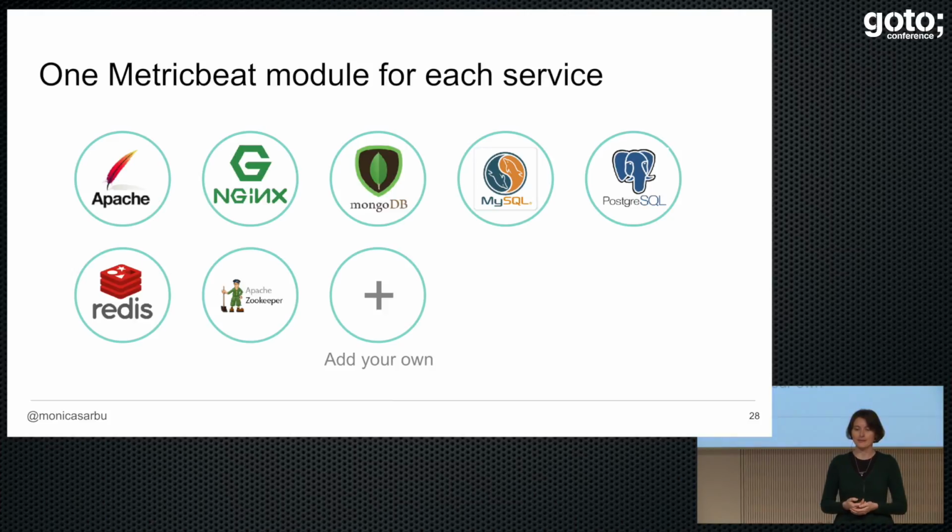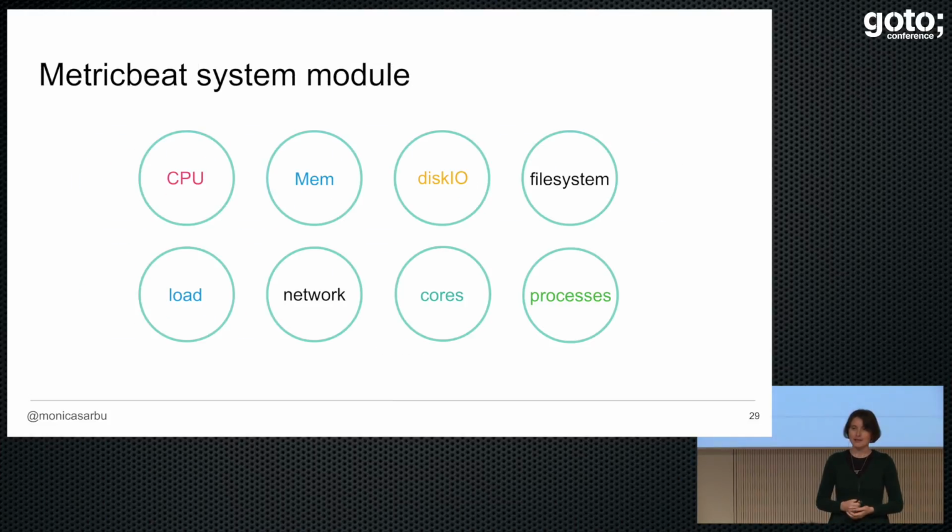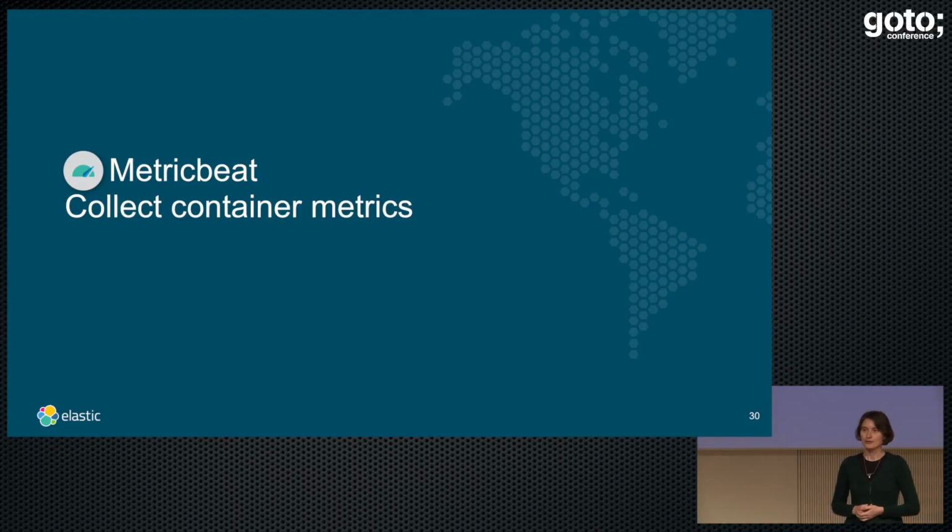The implementation of each service is written as a module in Metricbeat, and you can easily write your own by adding a new module in Metricbeat. Adding a new module is really easy. We even have a generator that generates the code for you. Metricbeat also has the system module, which gives you system statistics about your host. For example, it gives you CPU usage, memory usage, disk I/O information, file system, load, network, per process information, and per CPU cores. But let's see how we can use Metricbeat to collect the container metrics.